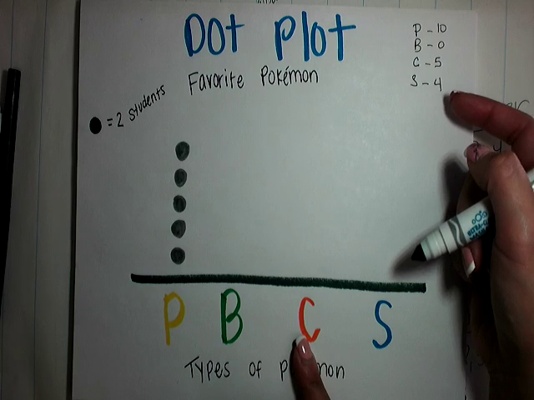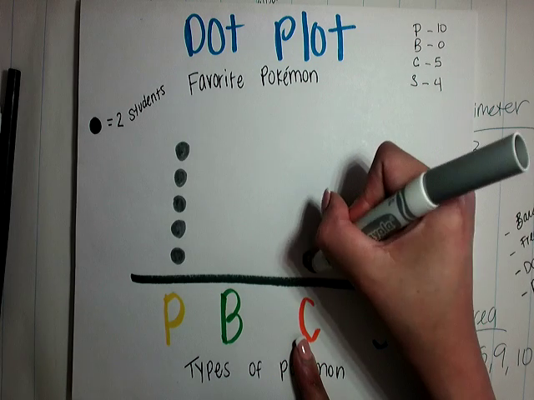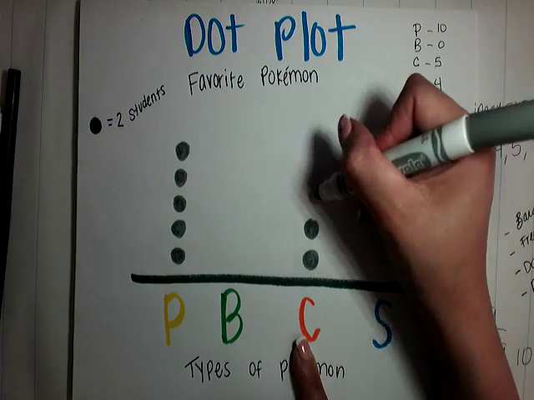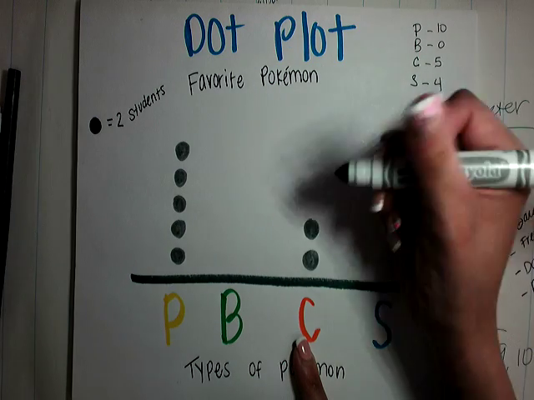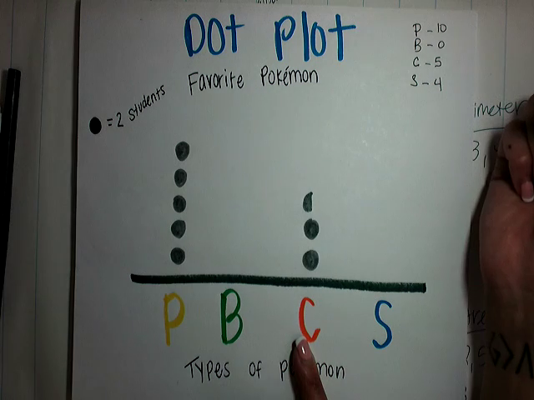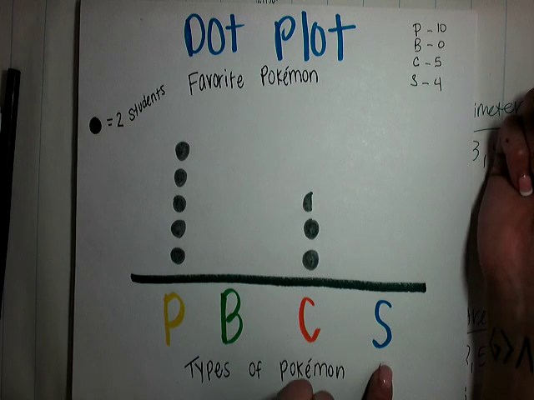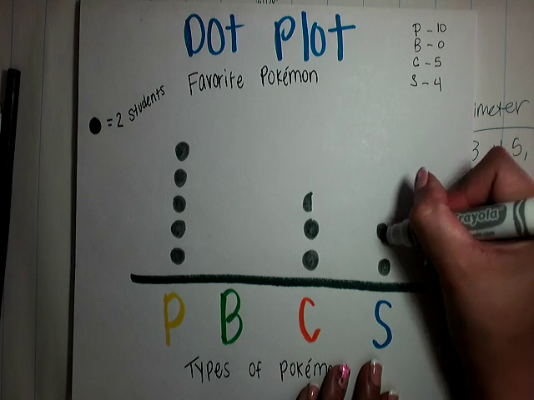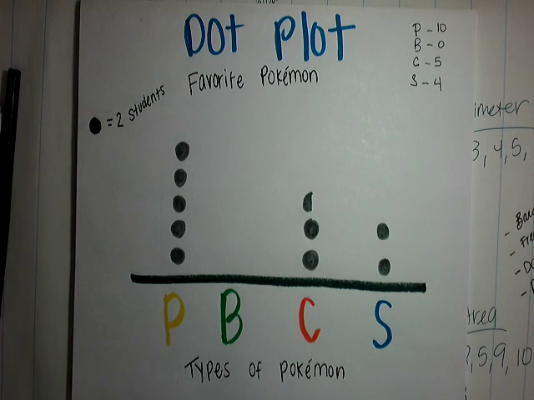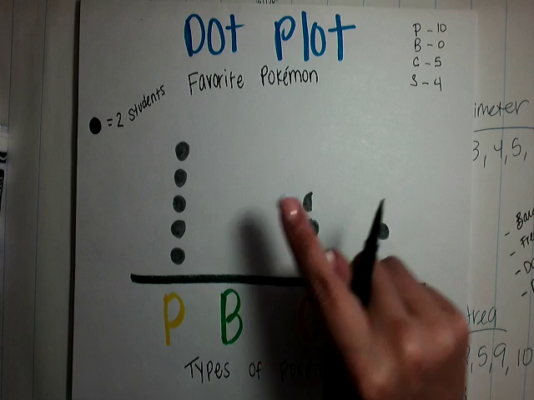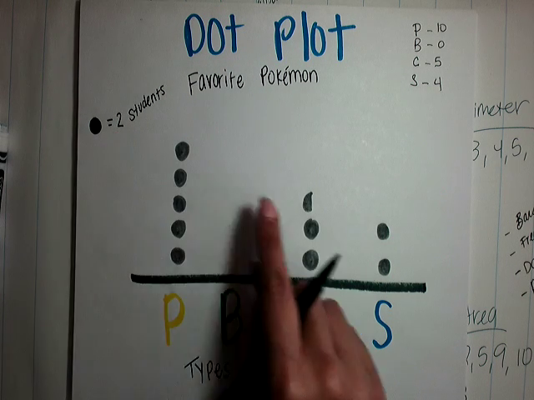Charmander's going to be tricky because it's 5. So if I count by 2s, 2, 4, well, if I add another dot, that's 6. So that means I have to add half of a dot, which would give me 5. For S, I have 4, so 2, 4. For Squirtle, I just have 4. So that's what you have to think about, especially when you have a scaled number, because you had an odd number here and we're counting by 2s and 2 is even. You had to do a half.